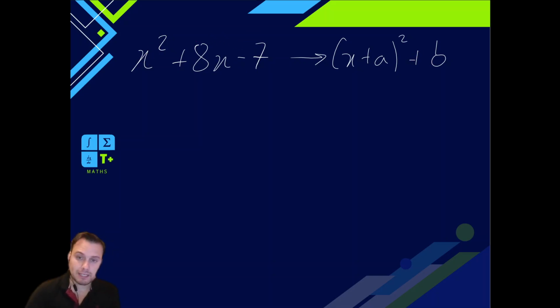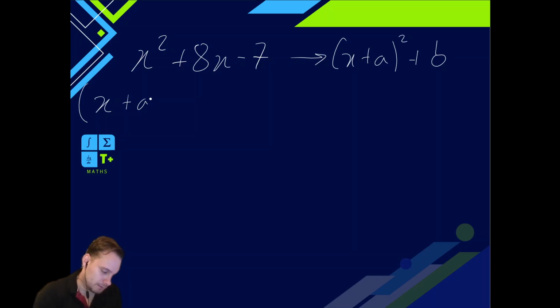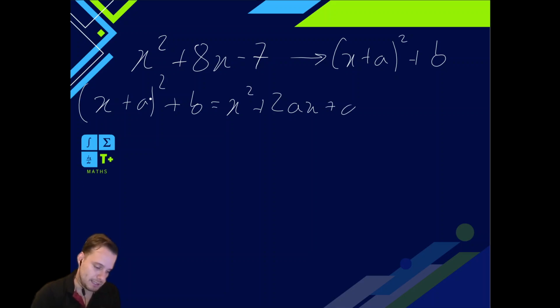So let's start expanding. If I have this, I'm going to take (x + a)² + b and expand the brackets. I'm going to have an x squared. Then the double product of these two is going to be plus 2ax. And then we have plus a squared. And then we have the plus b, right? We have this plus b there that we cannot forget about.